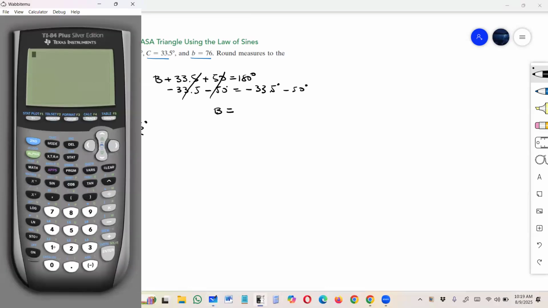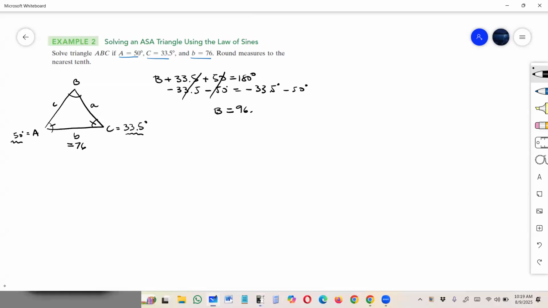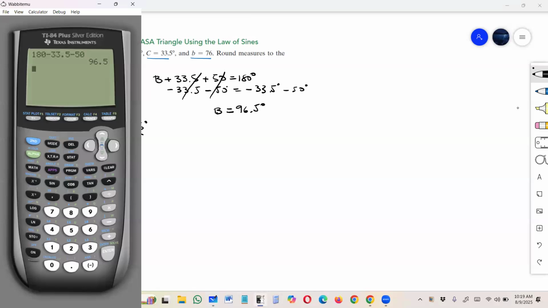So 180 minus the 33.5 minus the 50, and we got 96.5. It's perfectly okay. It's not a whole angle, right? It doesn't matter. This is perfectly okay. So I just confirmed that I didn't enter the thing wrong, 96.5.